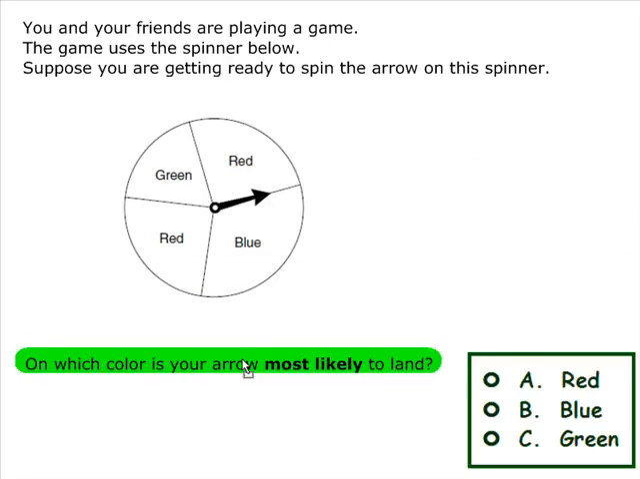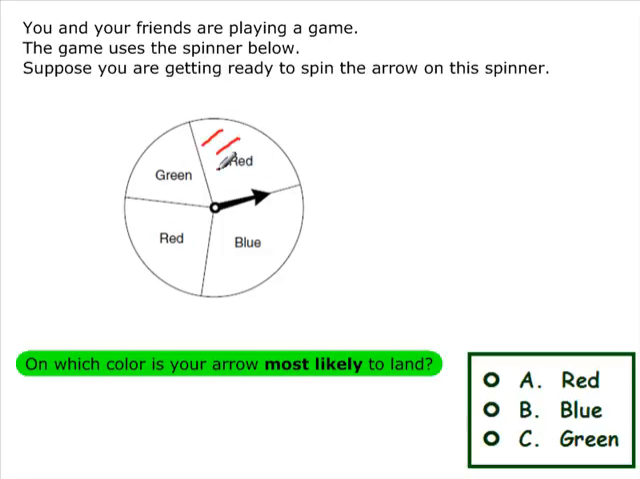So let's go ahead and highlight the entire question. On which color is your arrow most likely to land? Well, let's do the following. Let's go ahead and take a look at the spinner. We've got red here and here. I'm going to actually color this in red, and that looks like it's about a fourth of the spinner. So that's roughly a fourth of the whole area.